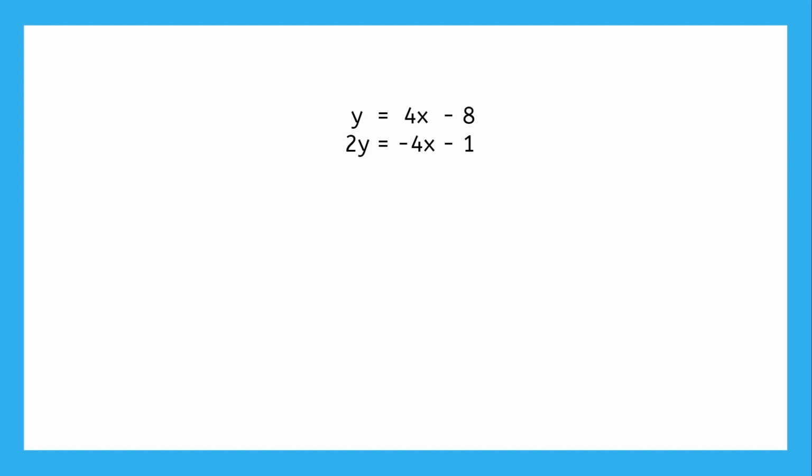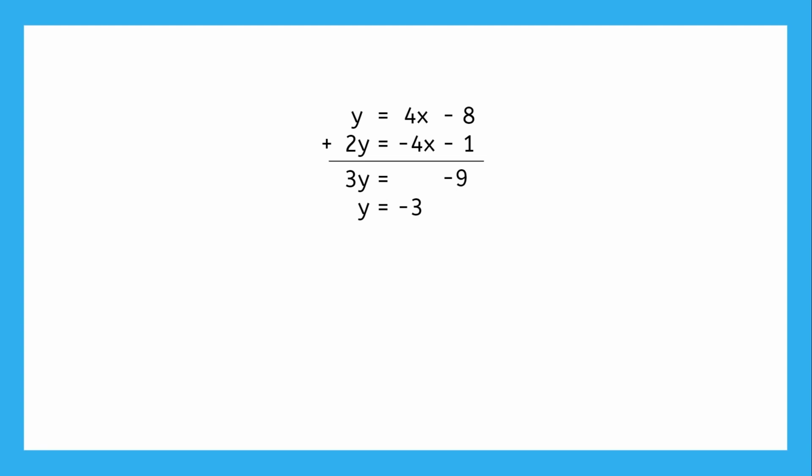Here's another example. We can see that even though the equations aren't in standard form like in the last example, all the pieces are still lined up perfectly to be added together. Y plus 2y is 3y. 4x and negative 4x eliminate, and negative 1 plus negative 8 makes negative 9. Now that the x term has been eliminated, we can solve for y to find that y is negative 3.